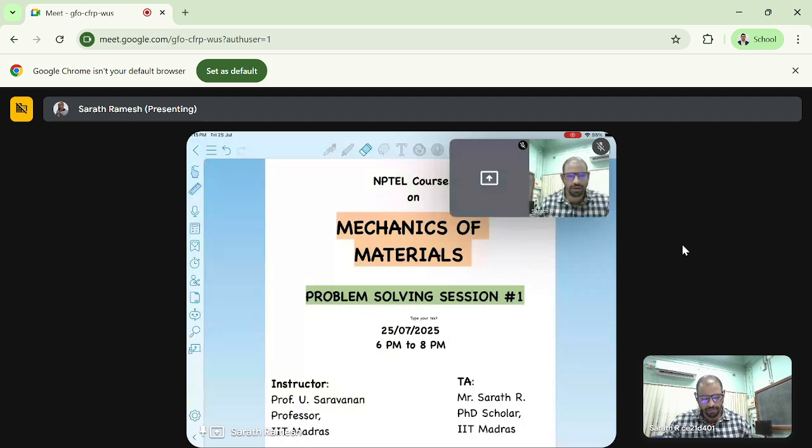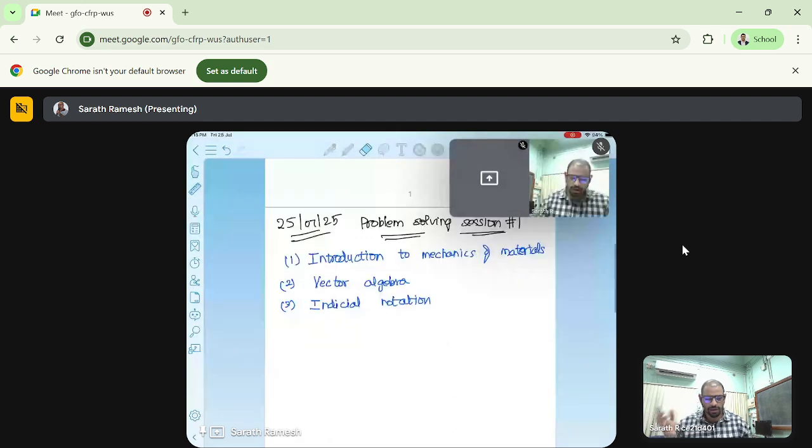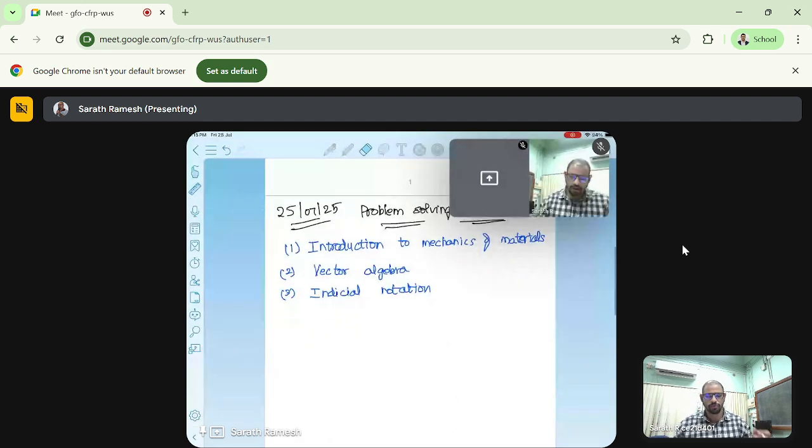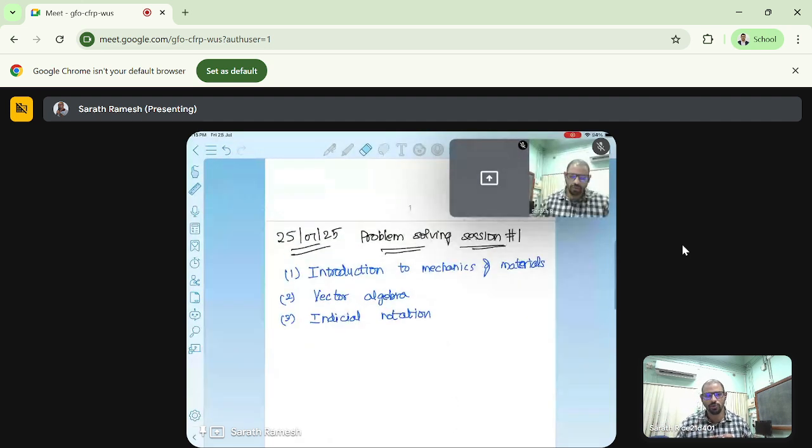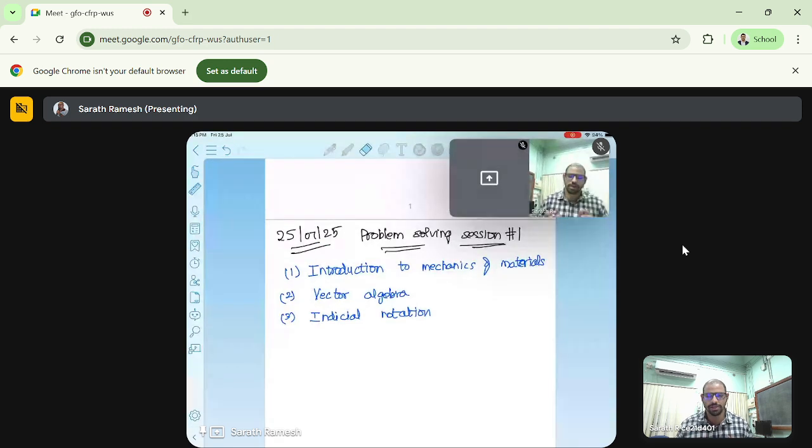Okay, so basically you might have seen three of the topics in week 1. First, a basic introduction to what mechanics of materials is, then an introduction to vector algebra, and finally something related to indicial notation, right? So today we will mainly focus on problems from these two topics, vector algebra and indicial notation. I will start with vector algebra.